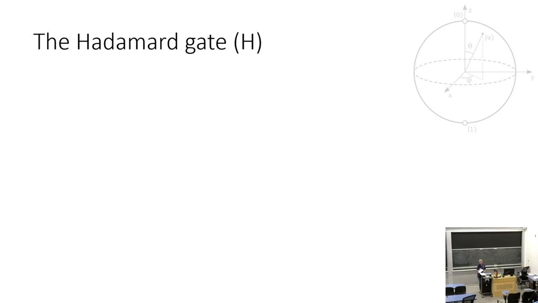All right. So the other quantum gates that we'll talk about today are H, the Hadamard gate, S, the phase gate, and T, the pi over 8 gate. So the Hadamard gate is expressed as H equals 1 over square root of 2 times the matrix [1, 1; 1, -1].